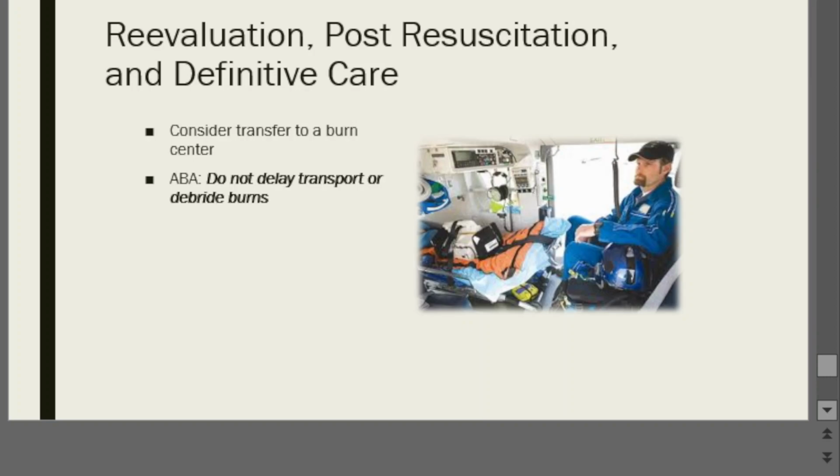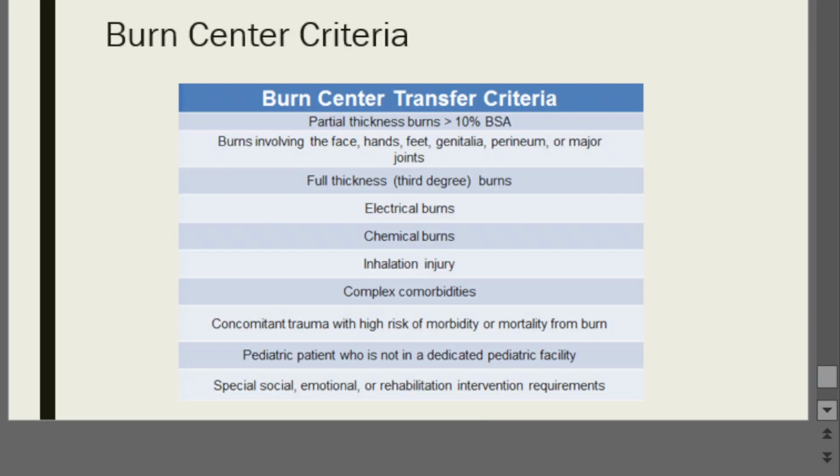And then our reevaluation, post-resuscitation, and definitive care. In our next slide, we'll talk about going over the criteria for transferring to the burn center. And the American Burn Association wants to remind everybody that we should not delay transport or debride burns. So we won't be spending too much time debriding the burn. We will hurry up and get those patients transported.